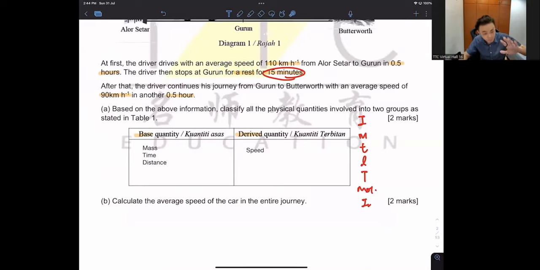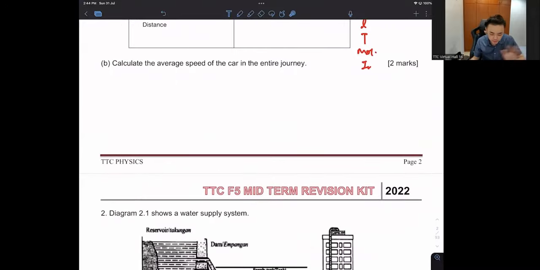Next one. Easy question, I go faster. If you got any problem, please ask. Nothing to hesitate. Next one. Calculate the average speed of the car in the entire journey. Now, one thing we always remember in Chapter 2, or not just only Chapter 2, whatever. Whenever you see the word average, average velocity, average speed, right?